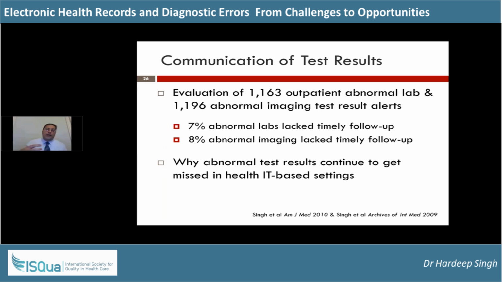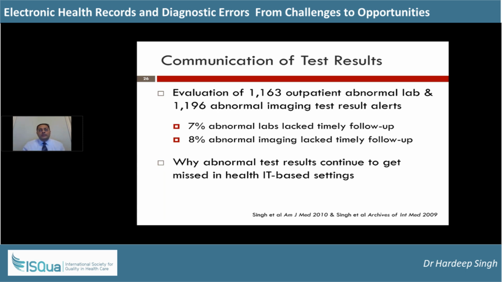they flag the report back to the ordering clinician, and the ordering clinician will get the report within their EHR screen, and they will then act upon it. So we found that about 7% of abnormal labs lack timely follow-up, and about 8% of abnormal imaging also lack timely follow-up at 30 days, which means that even though we were transmitting many of these test results to clinicians through the electronic health record, getting them from point A to point B very effectively, we were still missing information because it was not being followed up.